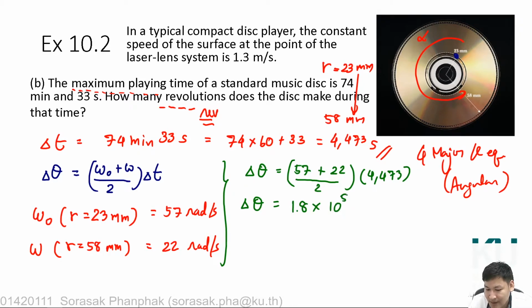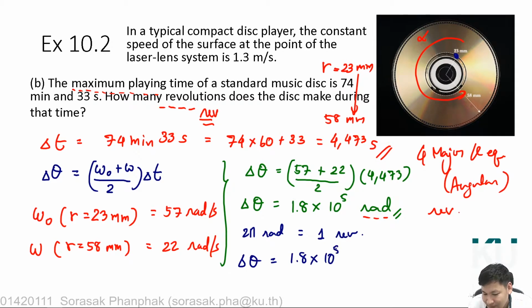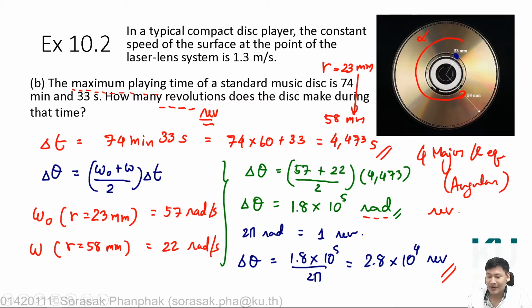So now you get the angular displacement equal to 1.8 times 10 to the 5 radians. Now I would like to convert this radian to rev. As I know, 2 pi radians equal 1 rev. So delta theta is 1.8 times 10 to the 5 divided by 2 pi. So I changed the unit of radian to rev already. Now it's equal to 2.8 times 10 to the 4 rev. You can convert it later, or convert by having a factor that 1 rev equals 2 pi, and multiply by this term to change it immediately. So the choice is yours. Just choose the one that you are quite confident with and can solve this type of problem easily.